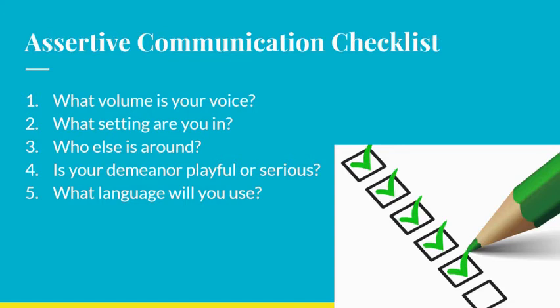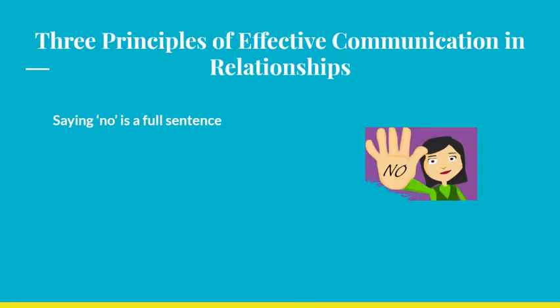With that comes who else is around. So who should be a part of the conversation, and also teaching our children that their words and their thoughts and emotions are of value, right? So really being sure of who you're sharing things with. And then we have the demeanor: playful, serious. Really knowing those cues sets you up for success. And then, of course, the language that you use, going back to those I statements.